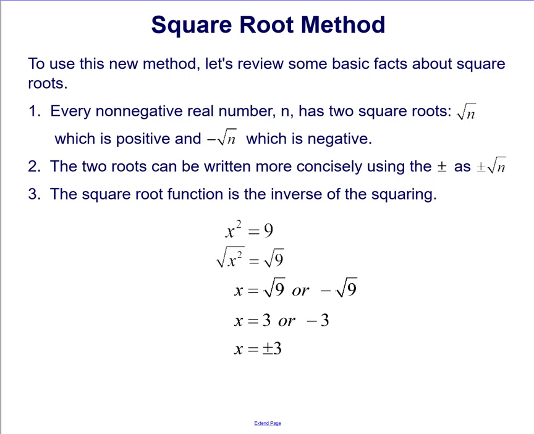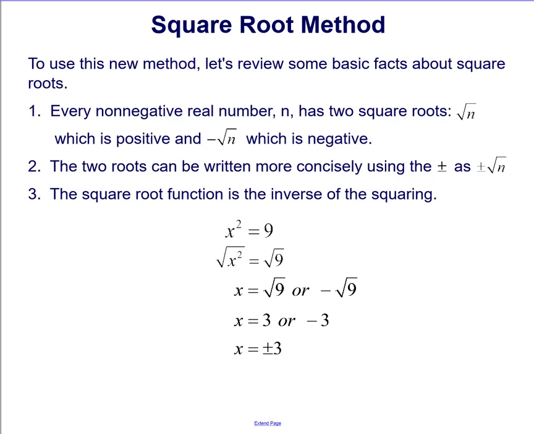On this right side here, fact number 1 tells us that every non-negative real number has two square roots. So we have the square root of 9 for the positive case, or we could have the negative case, the negative square root of 9. Now, 3 times itself will give you 9, so the square root of 9 is 3. And if we're considering the negative case, we have negative 3.